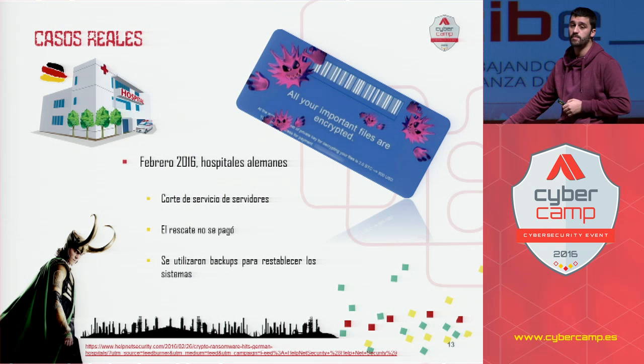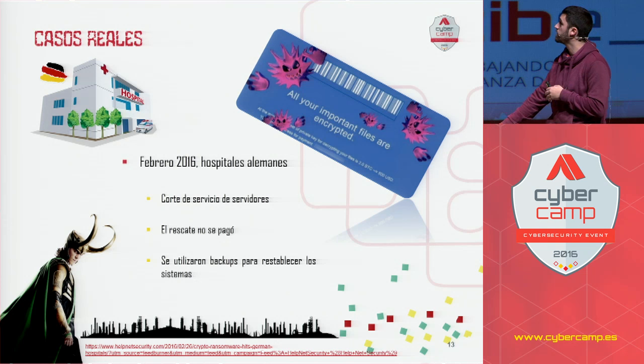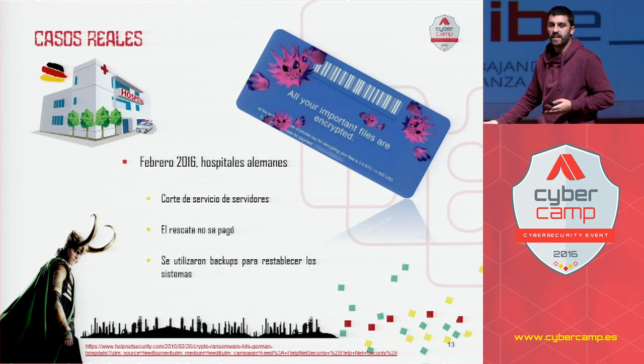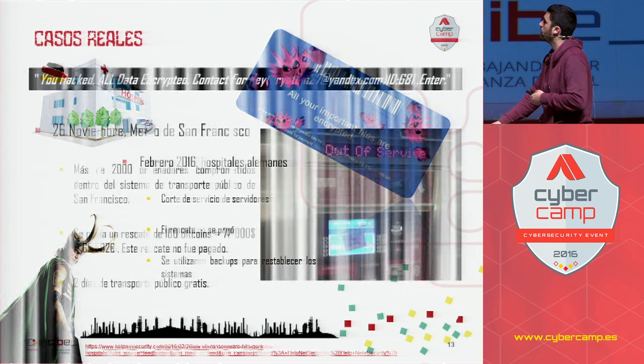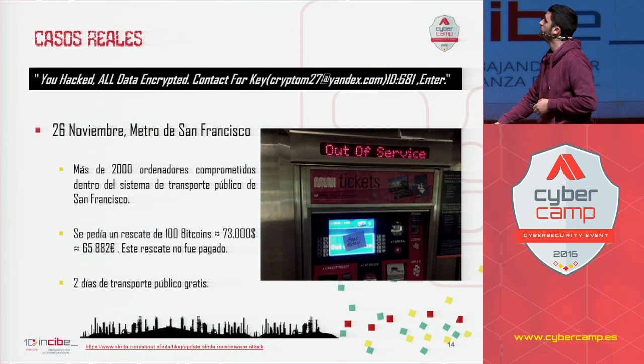February 2016, German hospitals, 3 or so. There was a blackout of service, and they didn't pay because Germans were intelligent and used their backups to reset systems. Same way, when you have ransomware, you have some time to activate and fight it back. And it takes you some time. And it ruins you. And this is the last one.